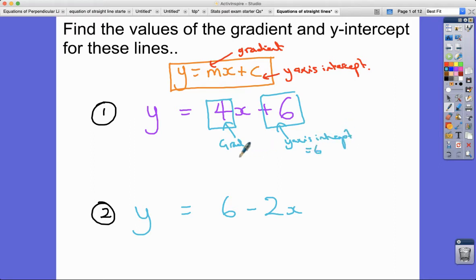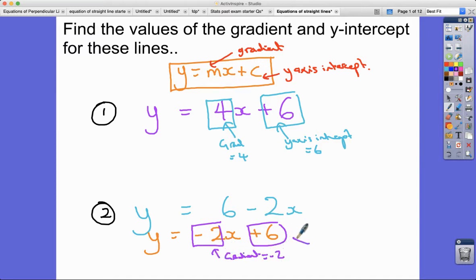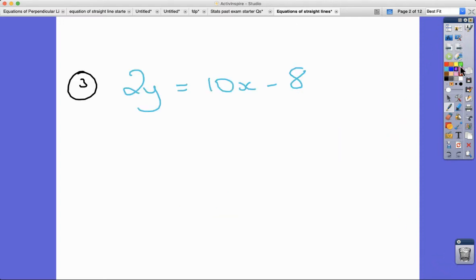6, okay. Bit less obvious to see on this one, but there's nothing wrong with swapping these things around. You can see the x term is actually the second term mentioned here. If we just swap them around to become minus 2x plus 6, okay, you can see now it's in that form mx first plus c. So here the gradient is negative 2 and the y-axis intercept is 6.